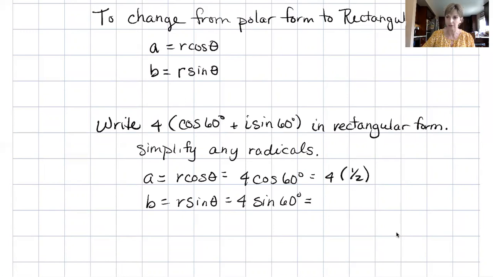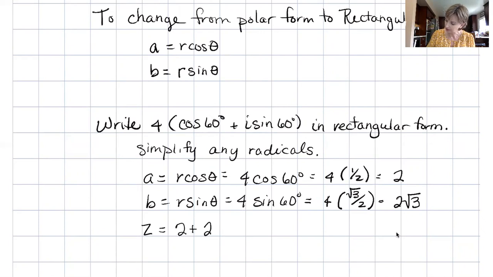The cosine of 60 degrees is 1/2. We're just going to pull that right off our unit circle. And the sine of 60 degrees is the square root of 3 over 2. And then we just simplify that. So we get for a, 2, and for b, we get 2 square root of 3. Now we just plug those into our equation, and we get for the rectangular form 2 plus 2 square root of 3 i, and that's it, we're done. We've changed it to rectangular form.